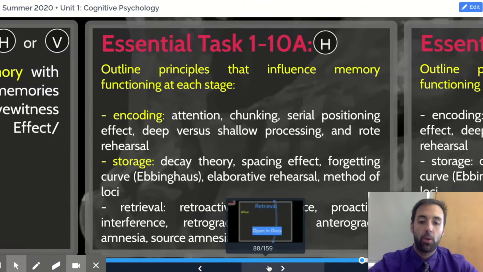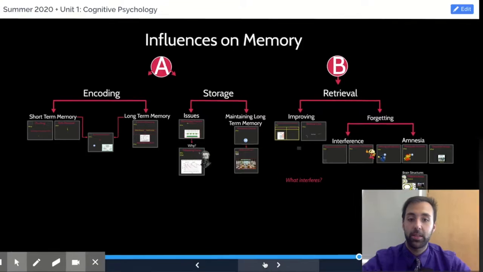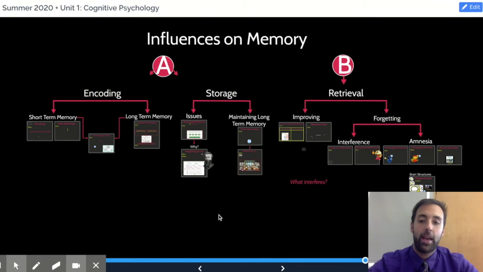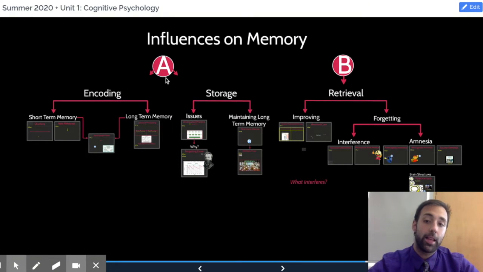So I recommend for 110A a horizontal piece of paper. 110A is everything that you see underneath this letter A. It's going to be the 5 boxes under encoding, and then the 4 boxes here under storage. The logical break between 110A and then subsequently 110B is right here. So where you see the B and the arrow down, that will not be done until a separate video.